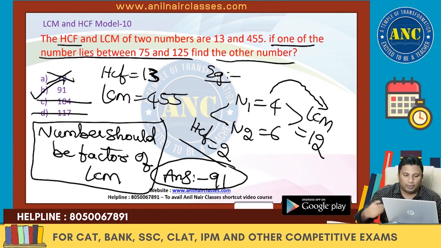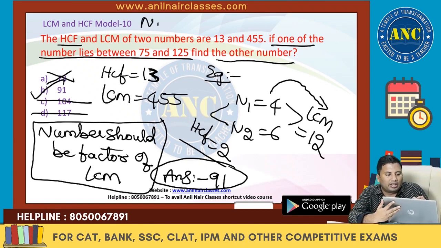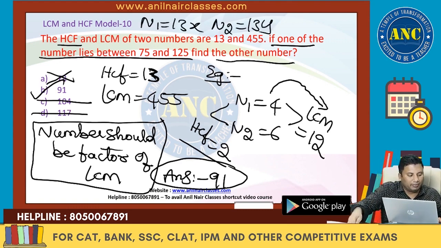I have seen students taking one number as 13x and another number as 13y. Waste of time. We will discuss directly faster methods in our class. The number should be a factor of LCM. I hope this idea is clear.